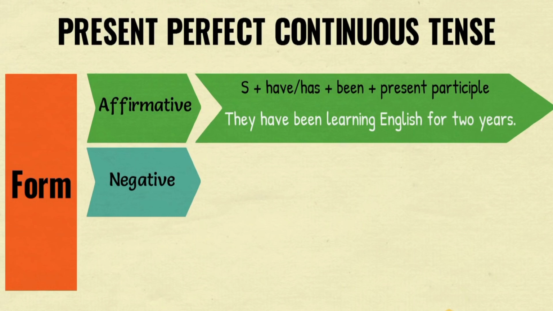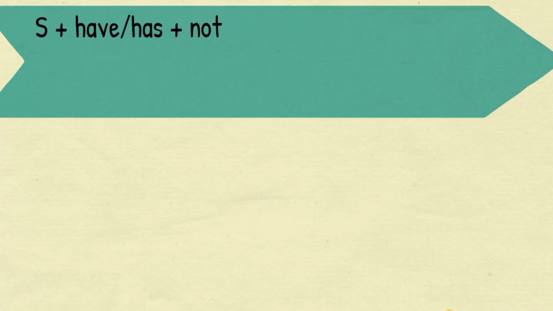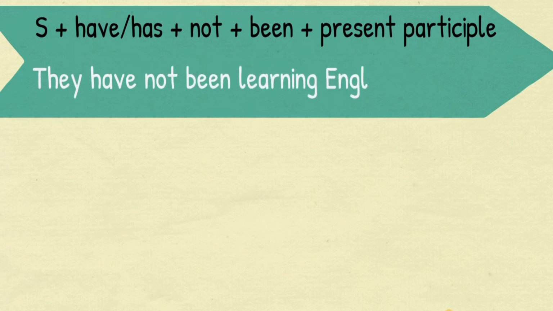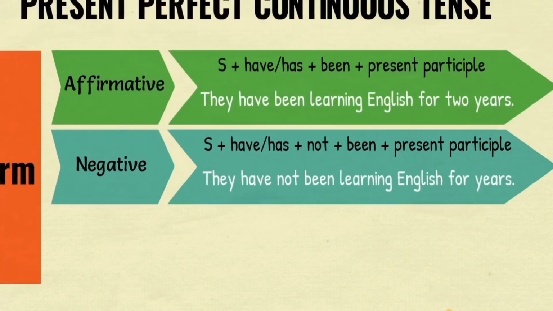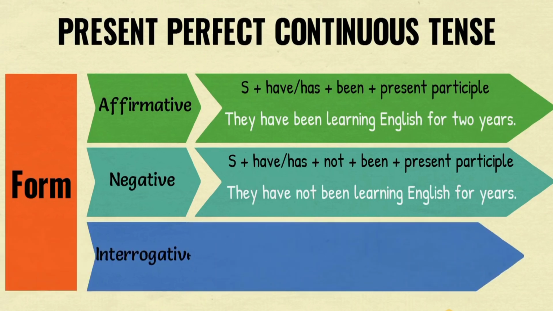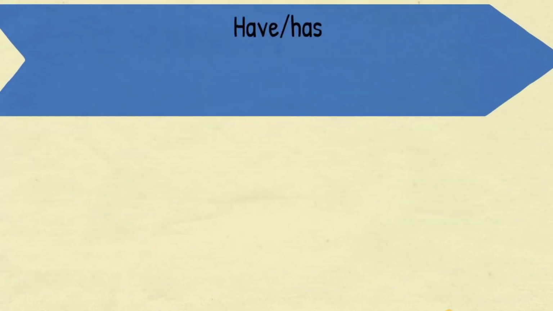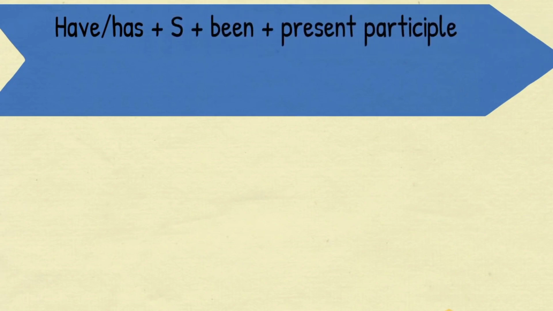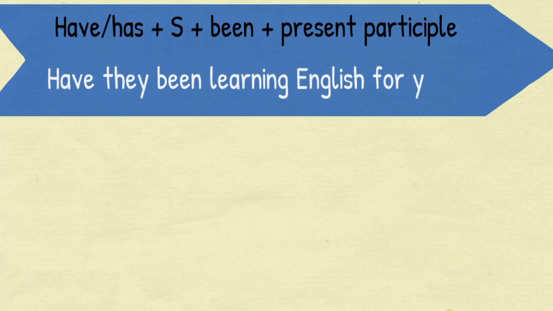Negative. Subject plus have or has plus not plus been plus present participle. They have not been learning English for years. Interrogative. Have or has plus subject plus been plus present participle. Have they been learning English for years?